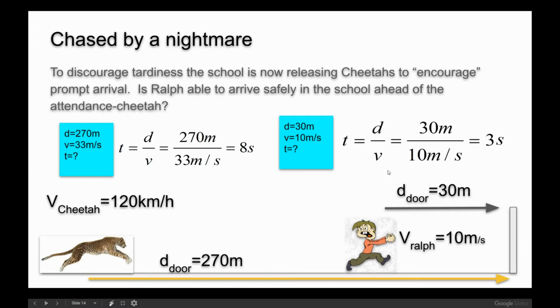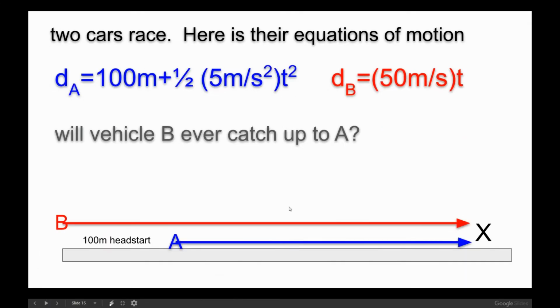Bug. The animation came out backwards here. So little Ralphie boy, he can run at 10 meters a second and has 30 meters to go. So the time of his run is 3 seconds. In 3 seconds, he's in the door. Oh, the cheetah goes hungry today. The cheetah has 270 meters to cover at 33 meters a second. So he makes it to the door in 8 seconds. So Ralphie makes his escape. His friends hanging around, texting and doing selfies, unfortunately, give the cheetah its breakfast.